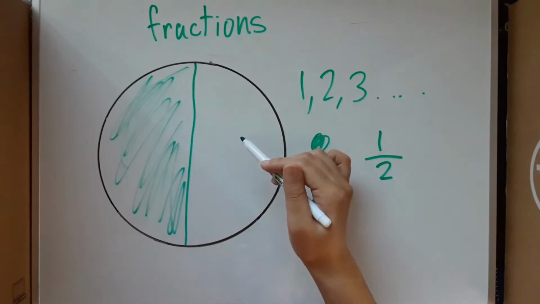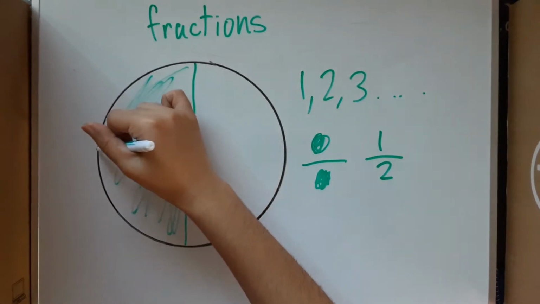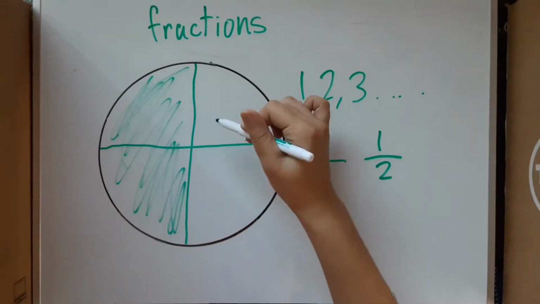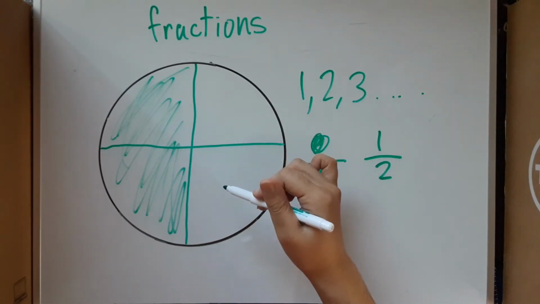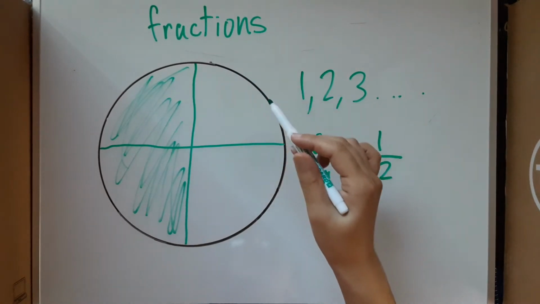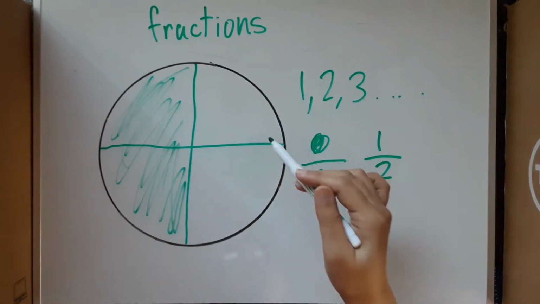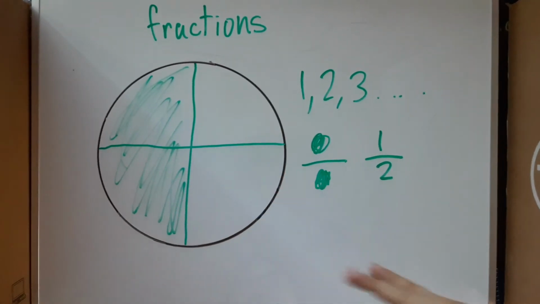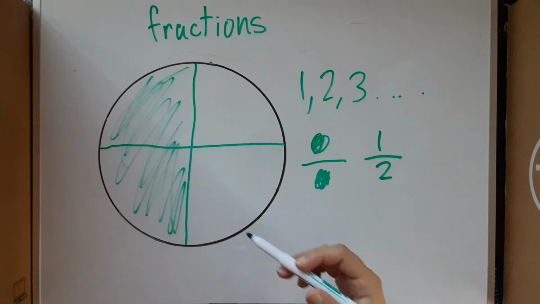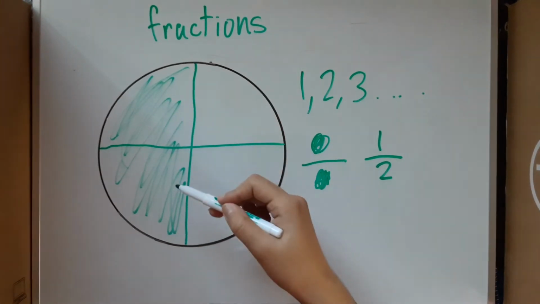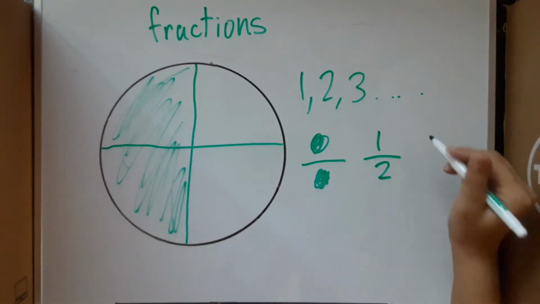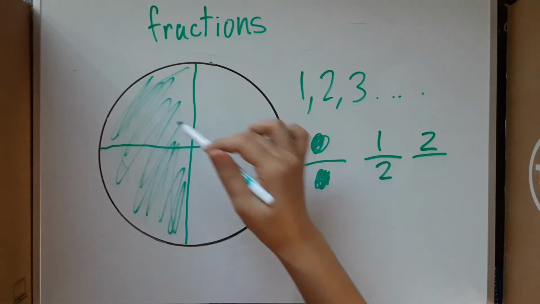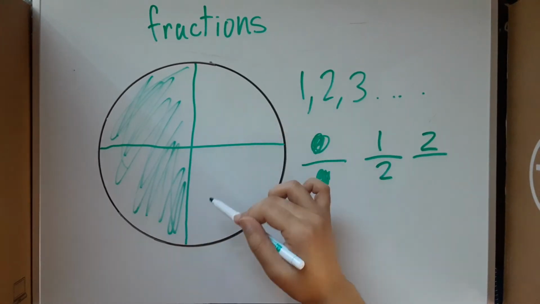If I cut this circle again, like this, it now has 1, 2, 3, 4 equal pieces. The important thing about fractions is that you always want to have equal pieces within whatever you're cutting up. So we have two pieces shaded right now. So that would be 2 over our total, which is 1, 2, 3, 4.